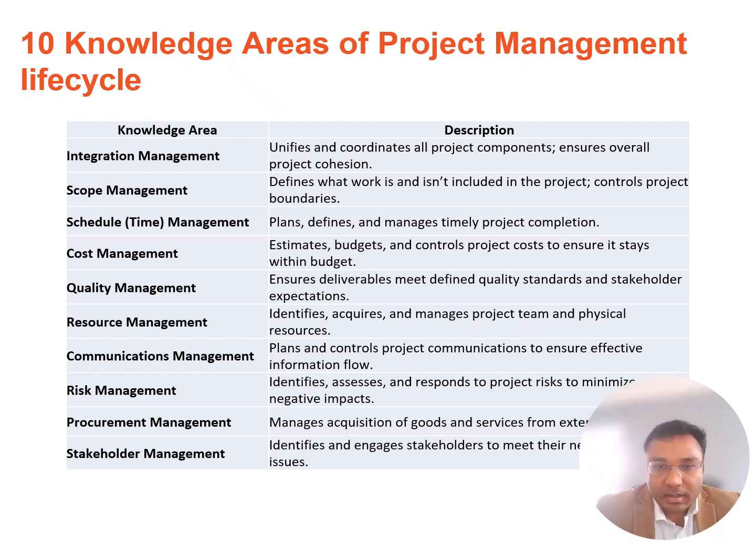If you look at the knowledge areas, for example, scope management, the second knowledge area, it defines what work is to be done and is included in the project, and controls project boundaries. Similarly, schedule or time management talks about how you would prepare a plan, how you would define and manage time closely, and how you would use the work breakdown structure to identify all the activities that are needed to achieve your project. Similarly with cost management, you have to estimate your resources, your budget, your communication management, your risk management and procurement, and so on and so forth.